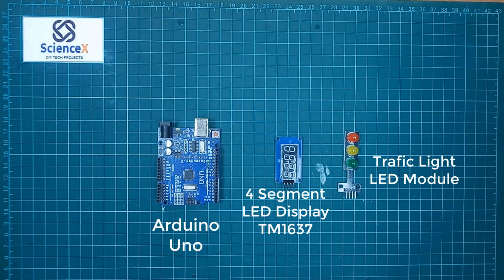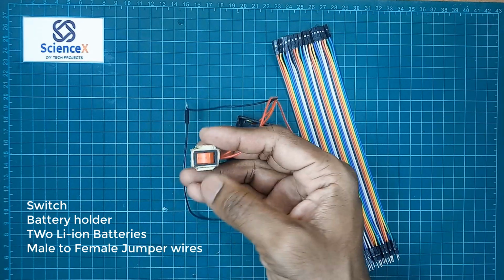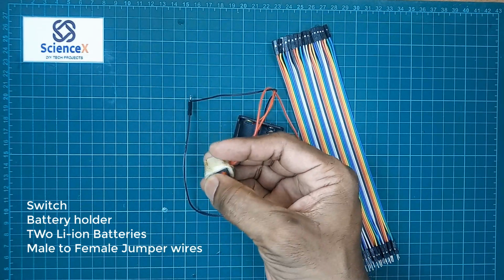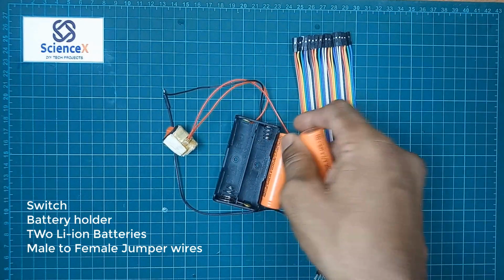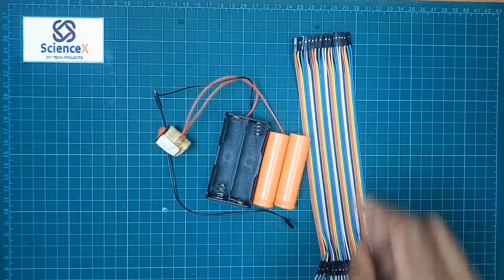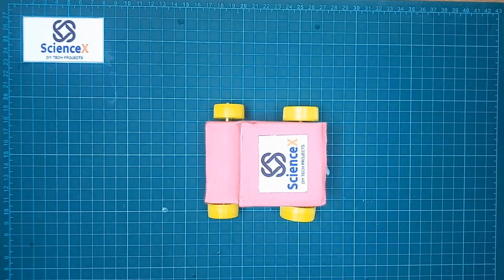Let's get started. In this project, we need an Arduino board, a 4 segment LED display TM1637, a traffic light module, and a switch. I made the switch in a mountable format, pasting some pep stick around it. Then we need one battery holder, 2 lithium ion batteries, a few jumper wires, and one car to demonstrate this project.